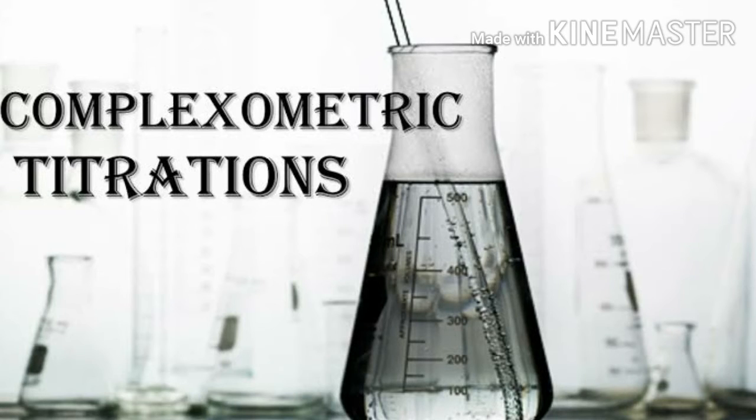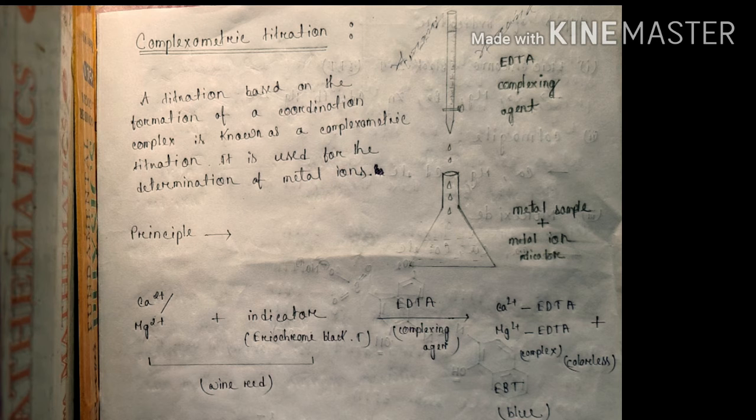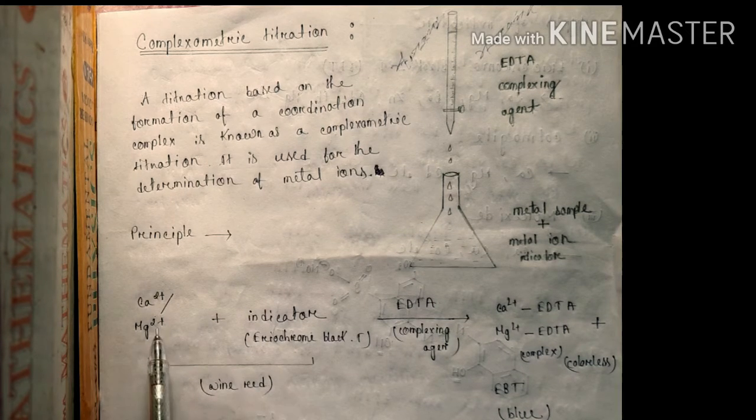Let's see what is complexometric titration and its principle. A titration based on the formation of a coordination complex is known as complexometric titration, and it is basically used for the determination of metal ions. Let us consider one example to explain the principle of complexometric titration. Let us take a metal sample where calcium 2 plus or magnesium 2 plus ions are present.